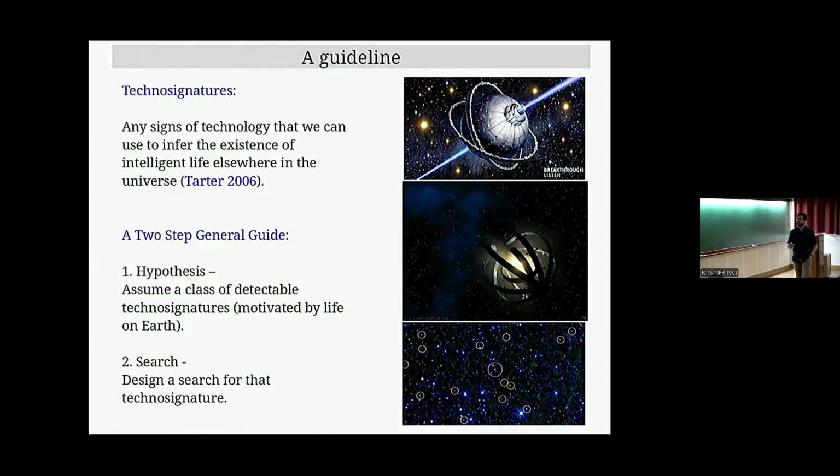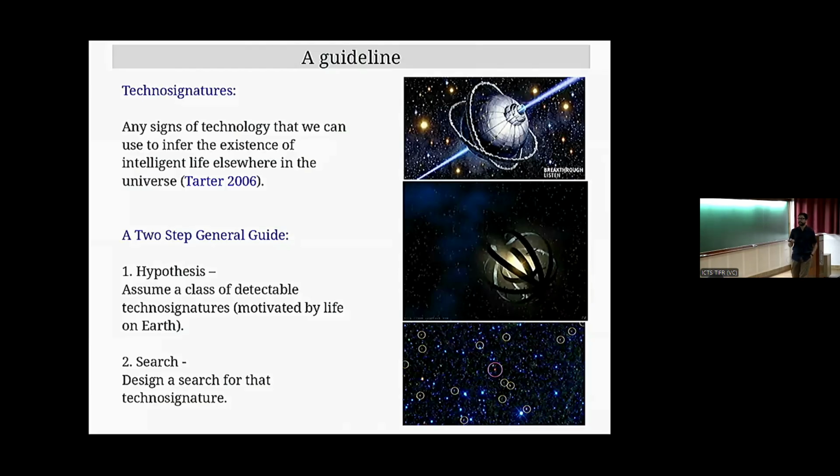Now, how do we go about finding those technosignatures? What exactly are the technosignatures? A very general two-step guideline is the following. First of all, you assume a class of detectable technosignature, hopefully motivated by life on Earth, and then come up with a better search strategy for these technosignatures.